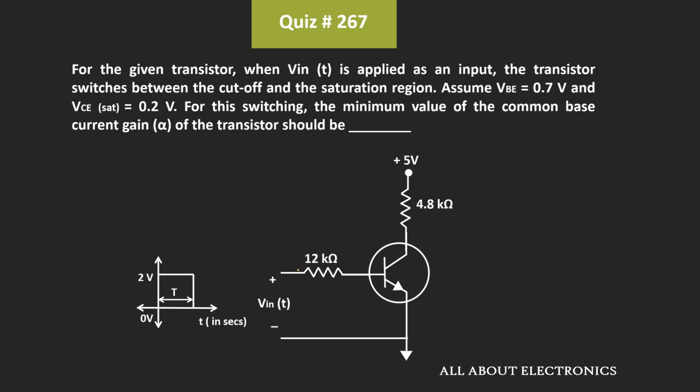So in this question, this transistor is used as a switch. That means whenever we apply the input pulse to this transistor, then it should switch from the cutoff region to the saturation region. And for that, we have been asked to find the minimum value of the alpha for this transistor. So here we have been given that the voltage VB is equal to 0.7 volt, while the voltage VC in the saturation is equal to 0.2 volt.